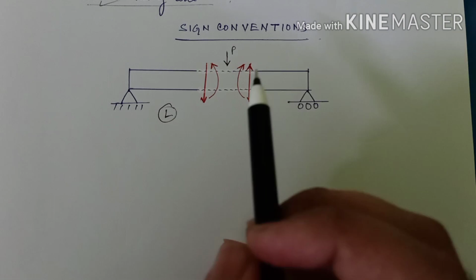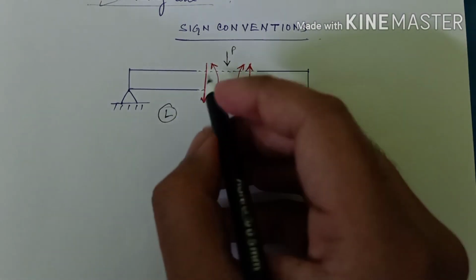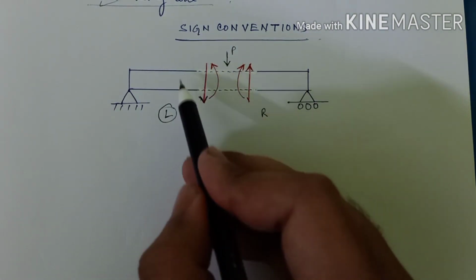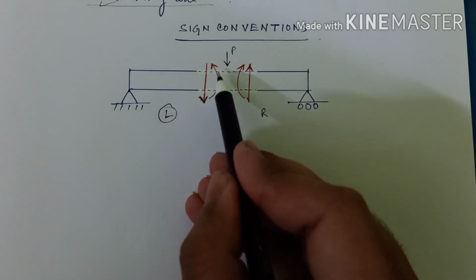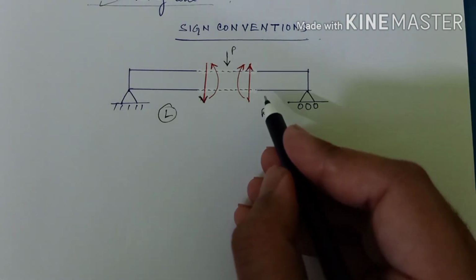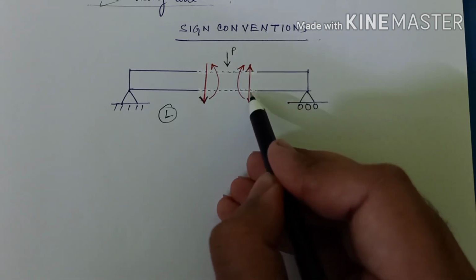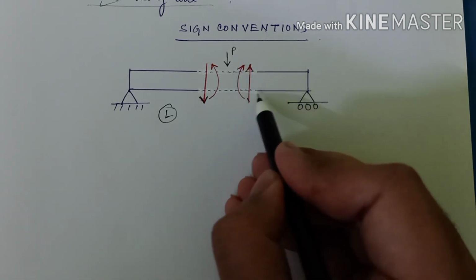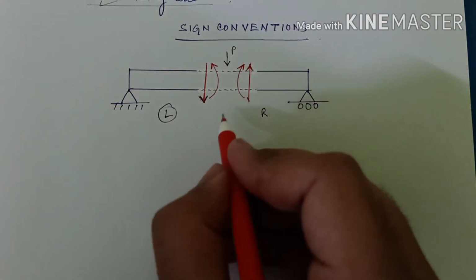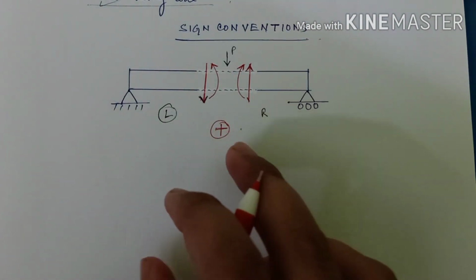If on the left portion you have a shear force which is acting downwards, right? If you have a shear force acting downwards and a bending moment which is in the counterclockwise fashion, and on the other hand, if we consider the right side, if we have a shear force which is acting upwards and the bending moment is in the clockwise fashion, then we will have a positive sign convention.